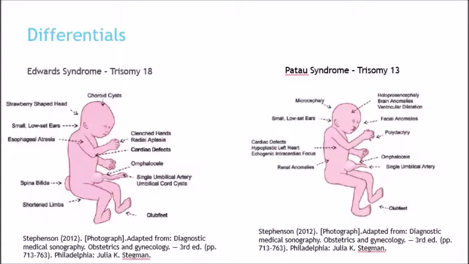2 common differential diagnoses for Down syndrome include Edwards syndrome, which is trisomy 18, and Patau syndrome, which is trisomy 13. These are differentials because they present with similar lab test results as Down syndrome.